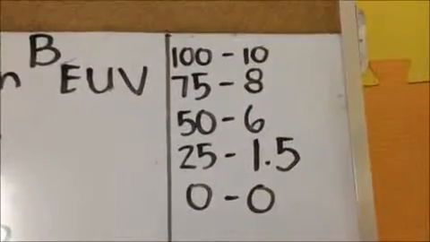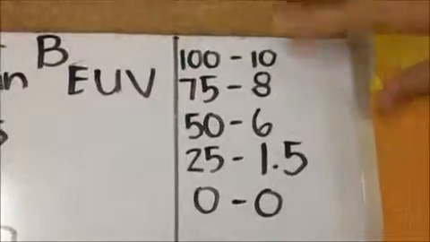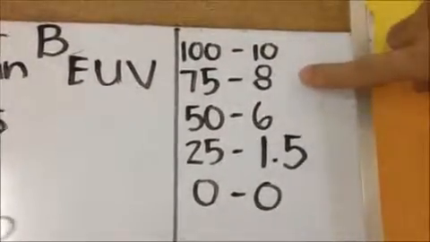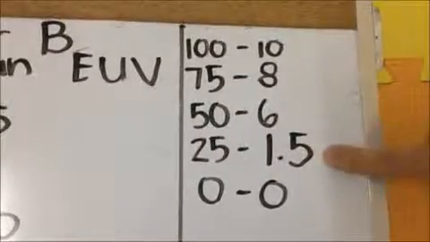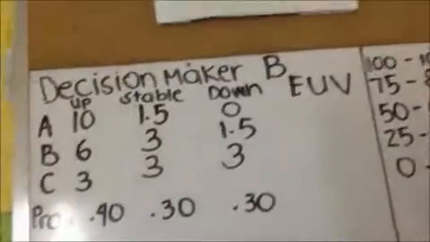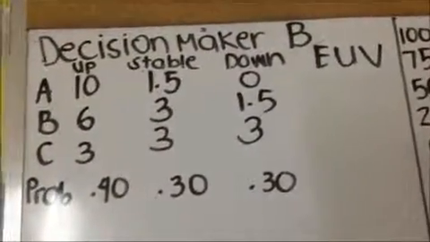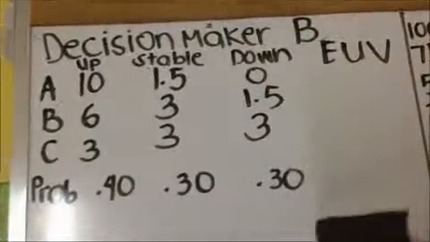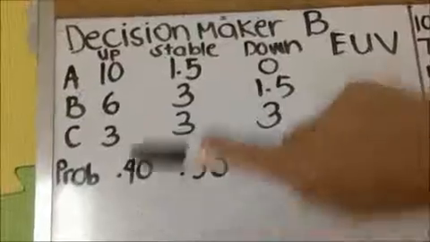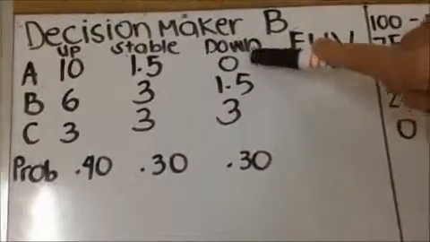For decision maker B, the highest is 10 for 100, 8 for 75, 6 for 50, 1.5 for 25, and 0 for 0. It's just like the procedure in question A. We're going to multiply all the values to its probability. So 10 times 0.40 plus 1.5 times 0.30 plus 0 times 0.30.